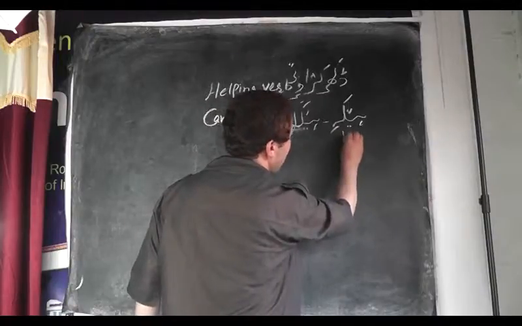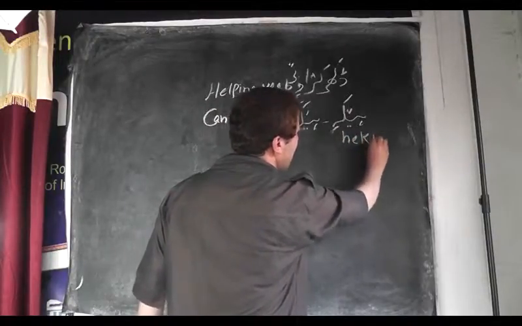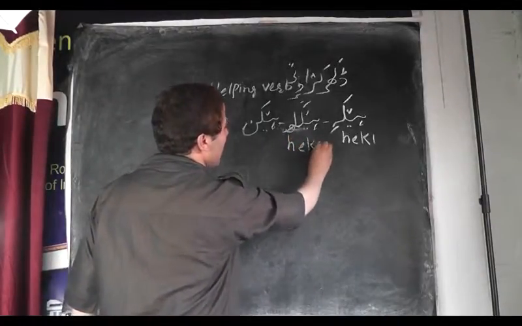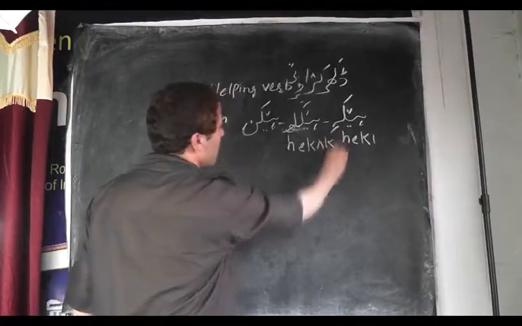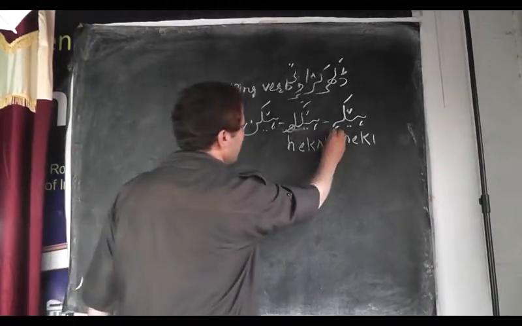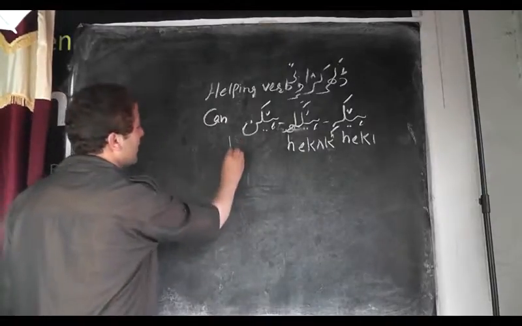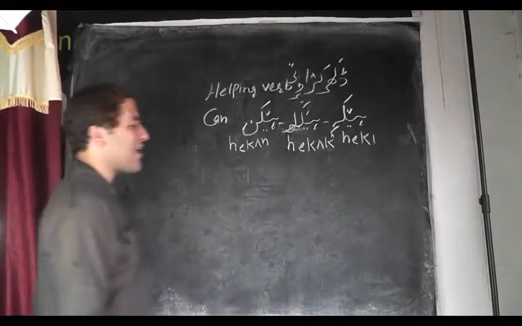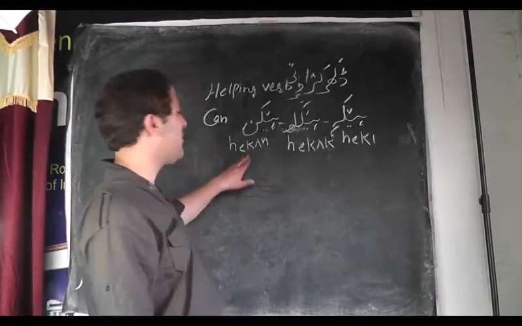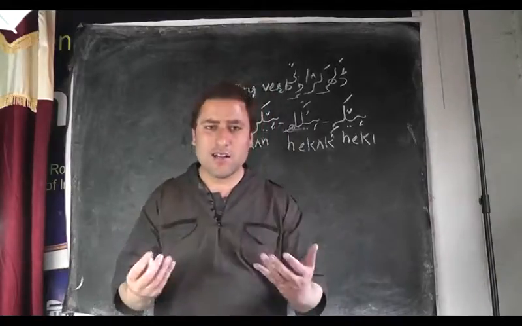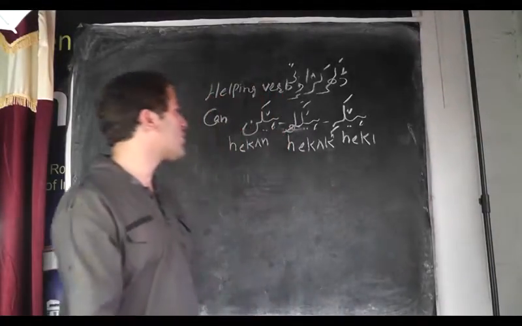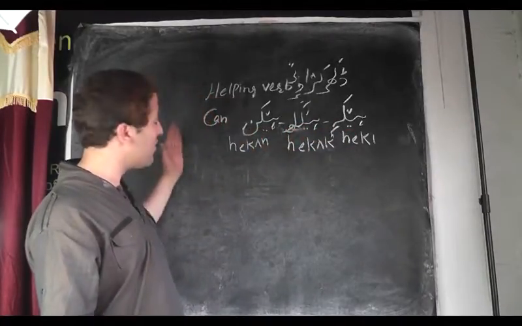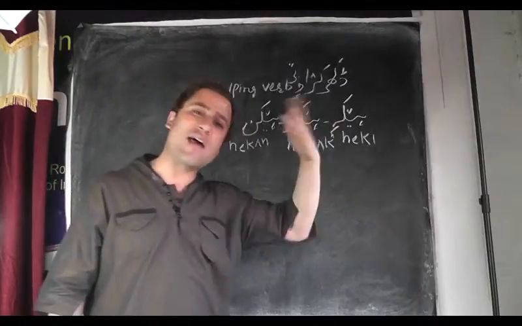Now first we'll write the pronunciation of these modal auxiliaries. Heki, it's he and ki. Hekak, it's he and ak, and it's a bit aspirated here. Now hekan, it's he, k, a and n. Heki, hekak, hekan. Now dear students, where do we use heki, where hekak, where hekan? But in English we use for them all can.